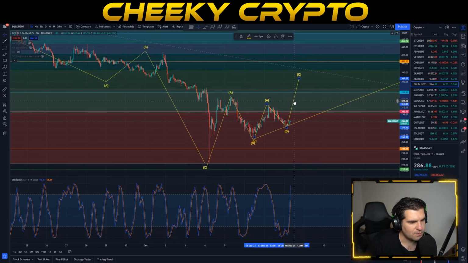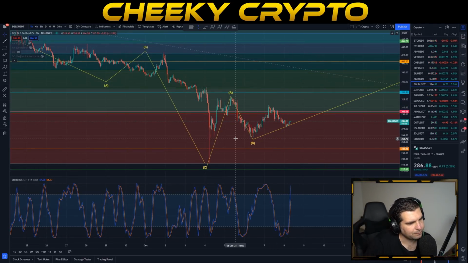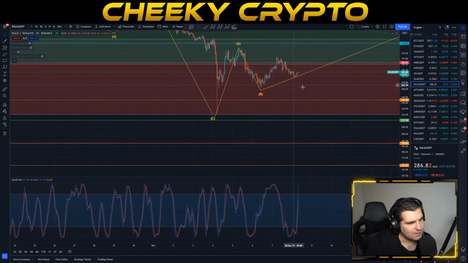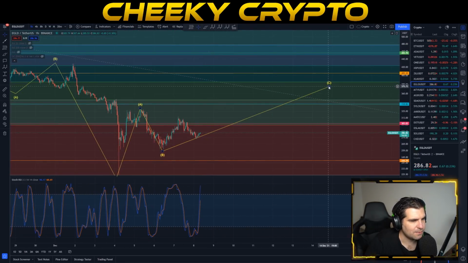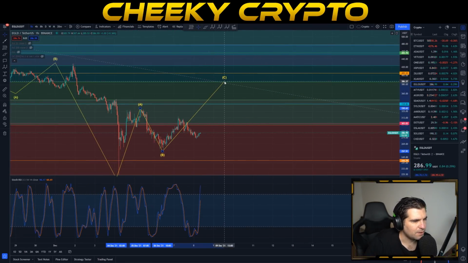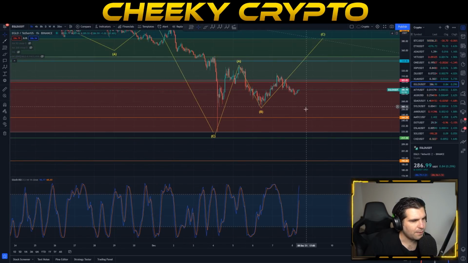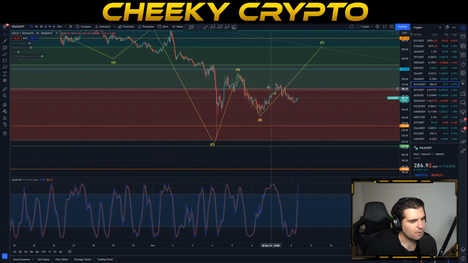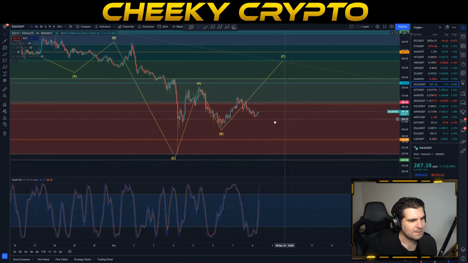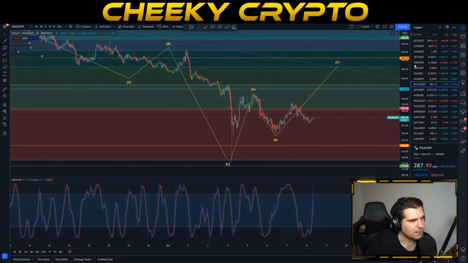And if I actually remove this one for a second, we can see here that what we're tracking and what we're waiting for is a nice big move with our C wave high here. So yeah, waiting to see how that one plays out. Do expect some more volatility on this smaller time frame though. We are overbought, so we are looking to correct this down a little bit with an ABC here before we continue that growth to the upside on Elrond.